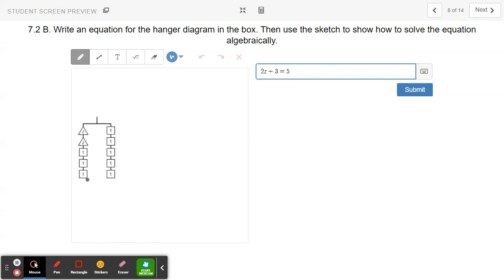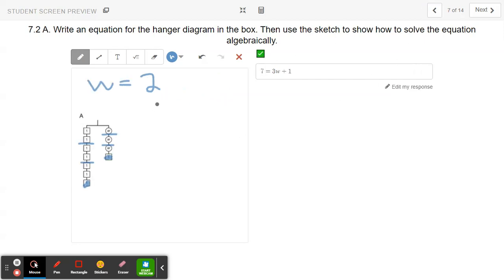So algebraically, how could we use this, right? And actually, I'm going to show you over here. So 2z algebraically means using, we should have done this for the other one. It means using the equation, not necessarily just this hanger diagram. So let's go back to the other one actually and show that.